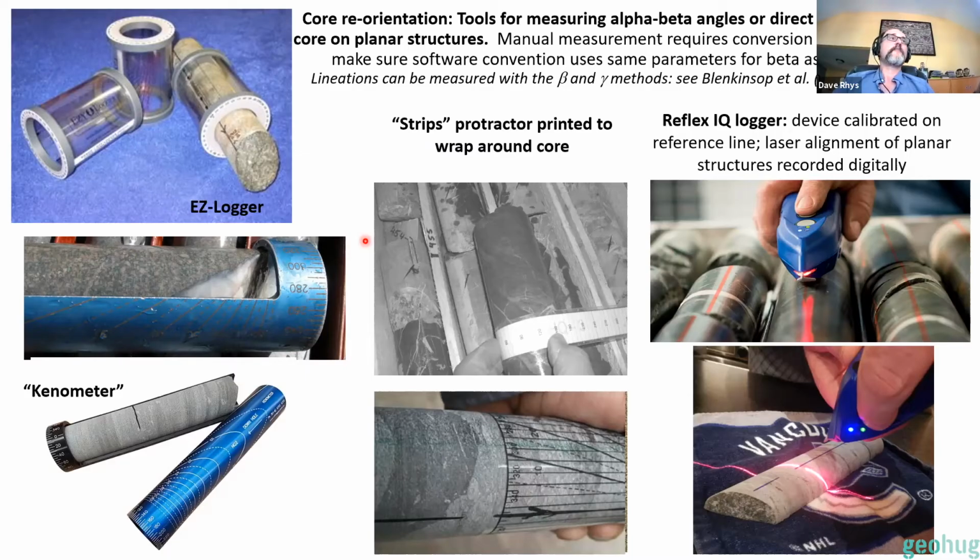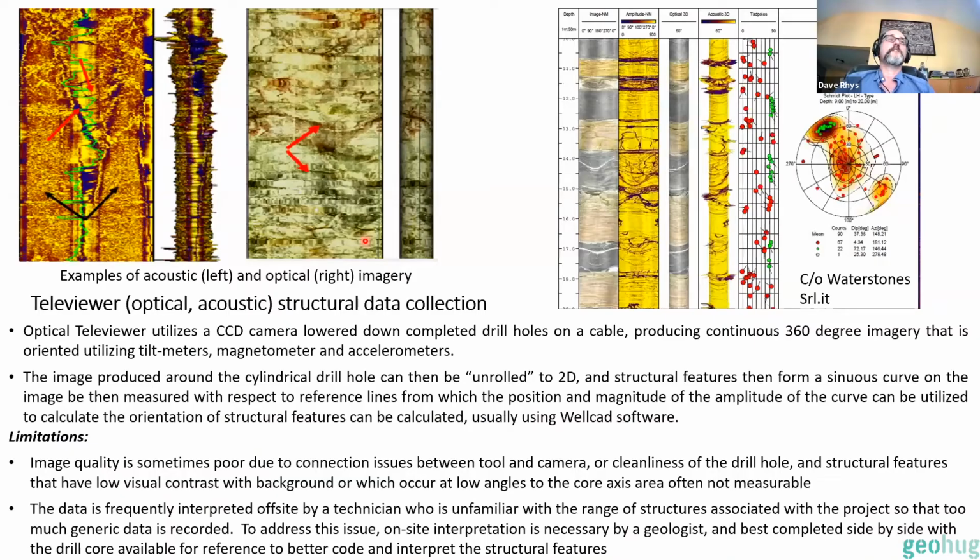The other technique that can be used today is the Televiewer, which is a CCD camera lowered down a finished drill hole, producing 360-degree imagery down the drill hole that is oriented. Now, this technology can work very well, particularly if you have the time to really get good imagery down a hole and the hole is clean, plus there's good contrast between features in the drill core. But often those conditions are not met, and you can actually get some very poor imagery.